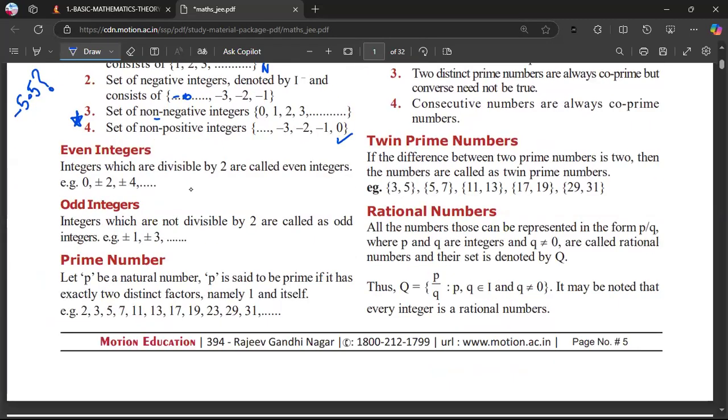So this is about even integers. Integers which are divisible by 2 are called even integers: 0, 2, 4, 6, plus or minus. Because they are integers, not natural numbers, negative numbers are also considered. Clear about even integers? Yes, sir. Odd integers are integers which are not divisible by 2: plus minus 1, 3. So what is oddness and evenness? Let's discuss what oddness and evenness are.